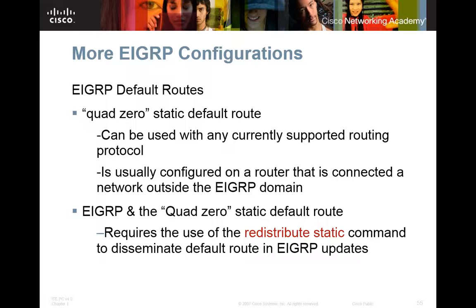EIGRP default routes. Quad 0. Static default route. Remember what is quad 0? 0.0.0.0. Brent? 0.0.0.0. You got it down? Okay.